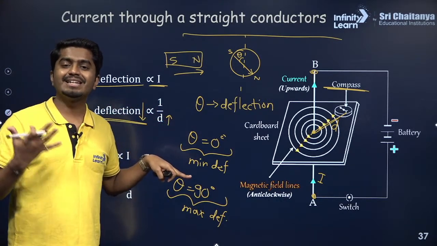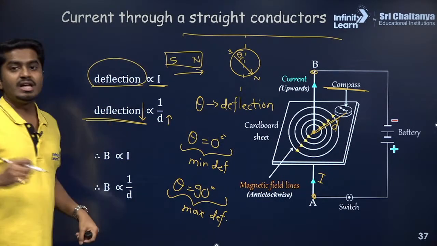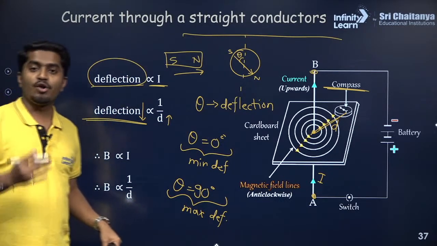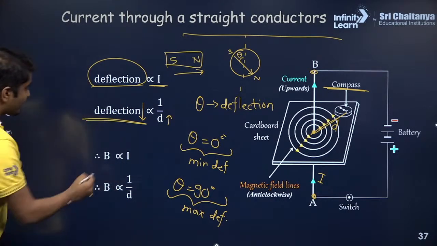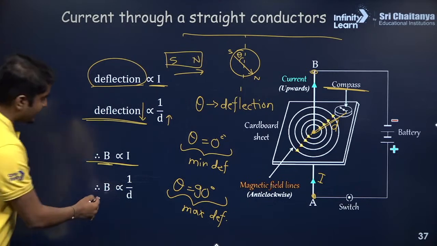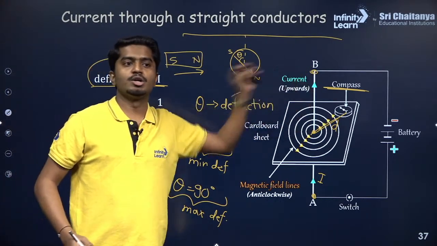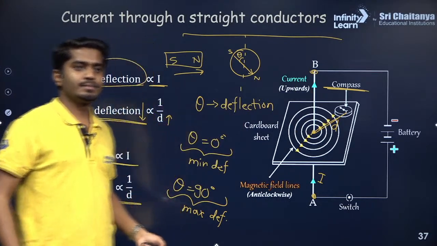But what is exactly deflection? So this deflection in the compass needle will tell you the strength of the magnetic field. So magnetic field strength is directly proportional to current and inversely proportional to the distance from the conductor to the compass needle. Clear?